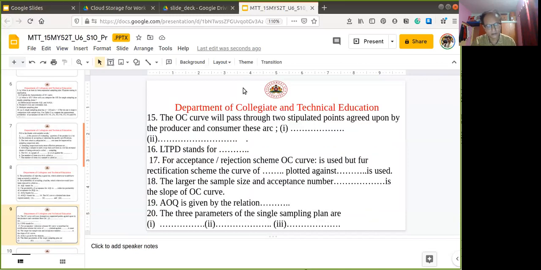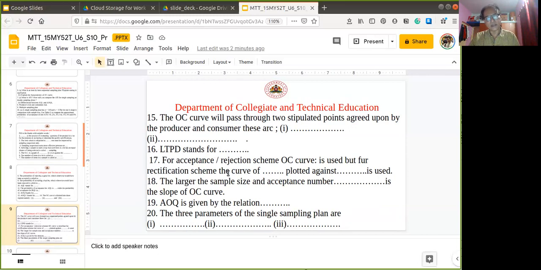Then one more fill in the blank, number 15. The OC curve will pass through two stipulated points agreed upon by the producer and the consumer. They are the acceptable quality region and the indifference quality region. Then LTPD stands for lot tolerance percentage defective.